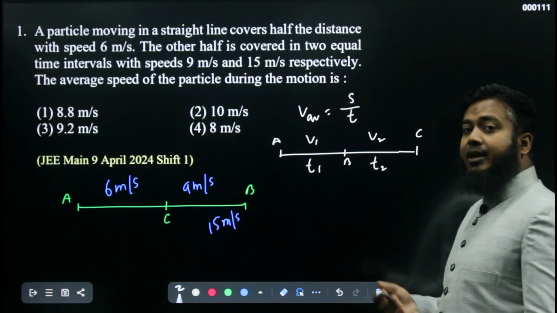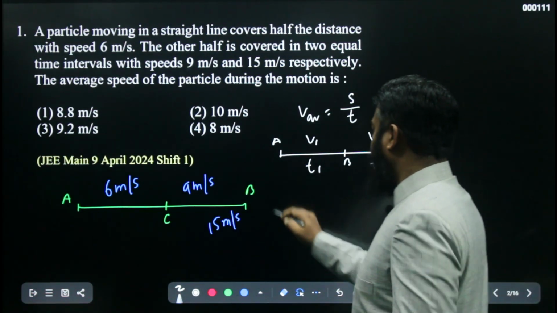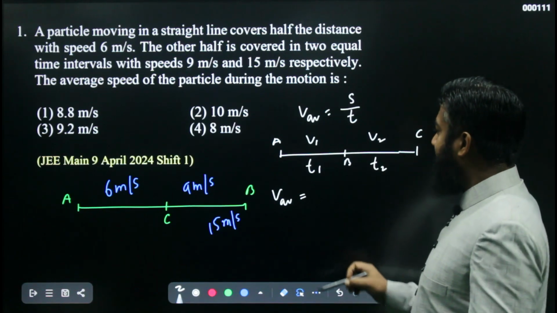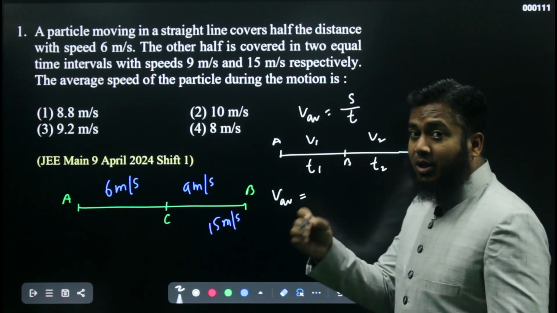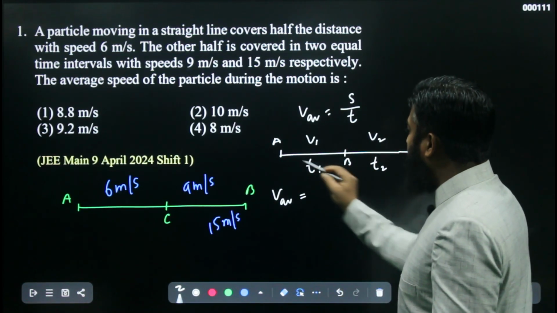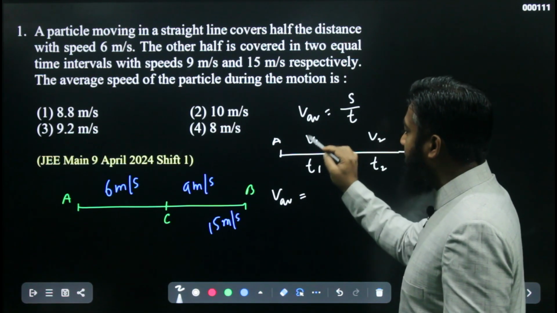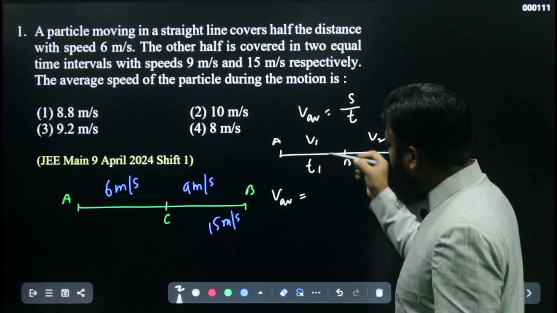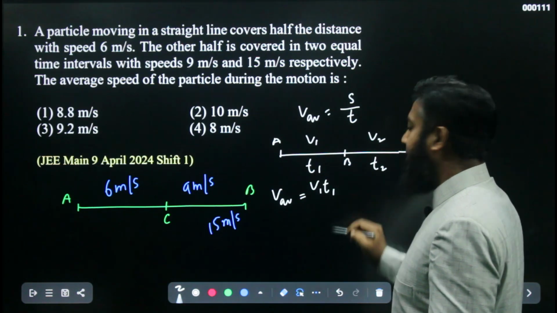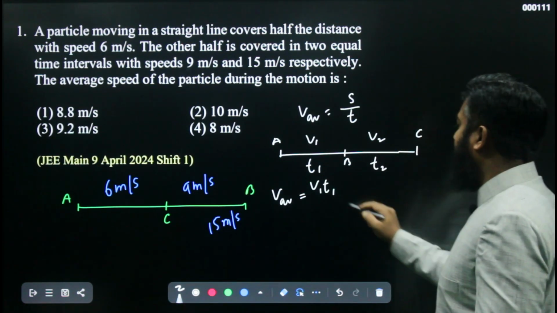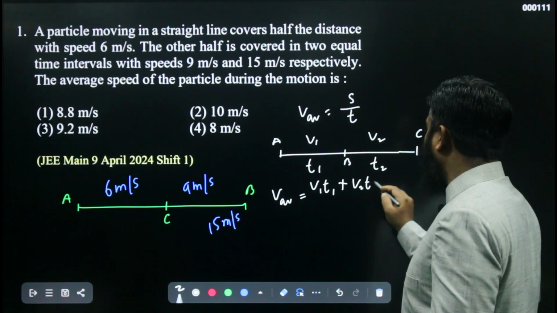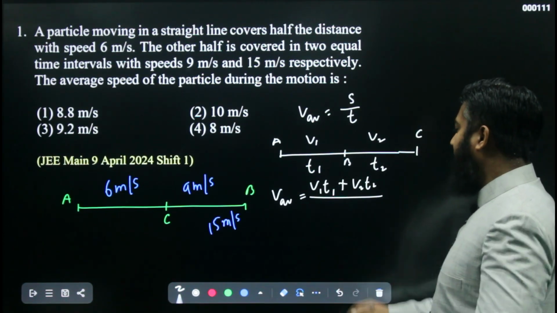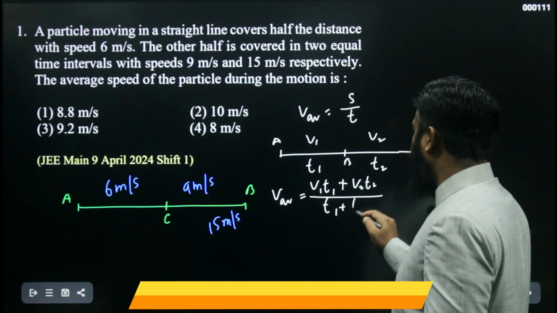Now, how to find the average velocity for the whole journey? So average velocity is total distance upon total time. Now what is total distance? A to B distance has not been given to us directly. So how to find this distance? It is moving with this constant speed. So A to B distance would be simply speed into time, that is v1 t1. Okay. Similarly, B to C distance would be v2 t2. Okay, this is total distance traveled by the particle, now divided by the total time, which is t1 plus t2.